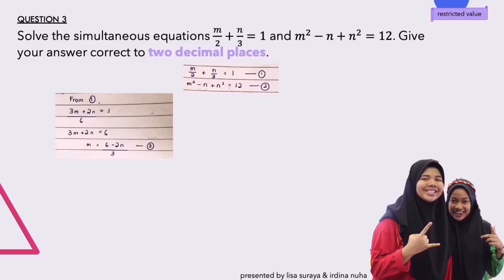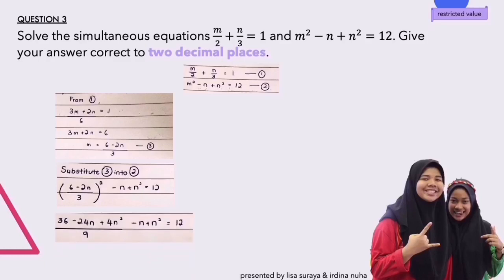Now, from equation 1, make m in terms of n, which allows us to get m equal to 6 minus 2n over 3, and don't forget to mark it as the third equation. Next, substitute equation 3 into equation 2. After we expand, we will get 36 minus 24n plus 4n squared over 9 minus n plus n squared equal to 12. From the previous question, we know that the next step is to eliminate the denominator. To do so, multiply both sides of the equation by 9.